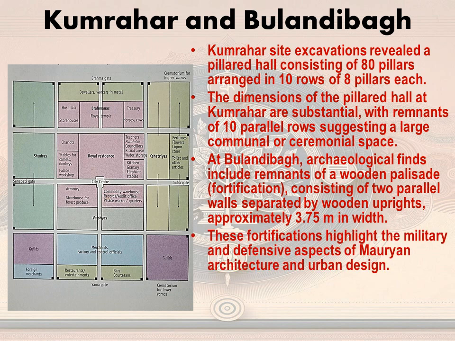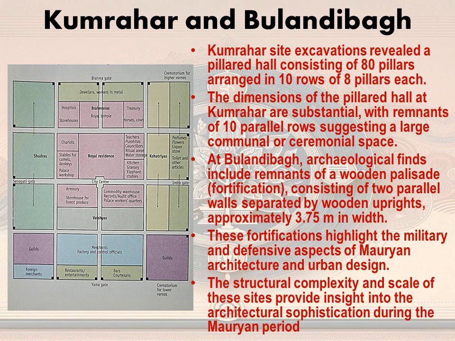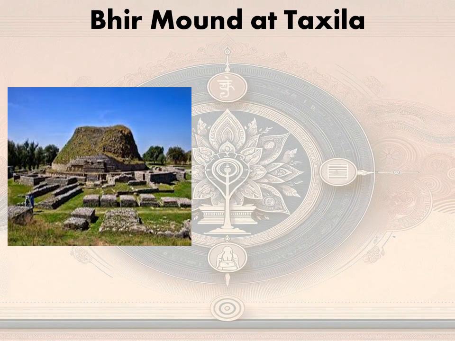These fortifications highlight the military and defensive aspects of Mauryan architecture and urban design. So, from here, we get to know that Mauryan urban centers were very much concerned about their security features. The structural complexity and scale of these sites provide insight into the architectural sophistication during the Mauryan period. So, we get an understanding regarding the architectural sophistication of the Mauryan urban planning.